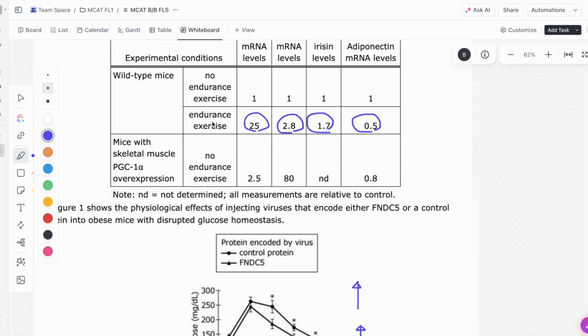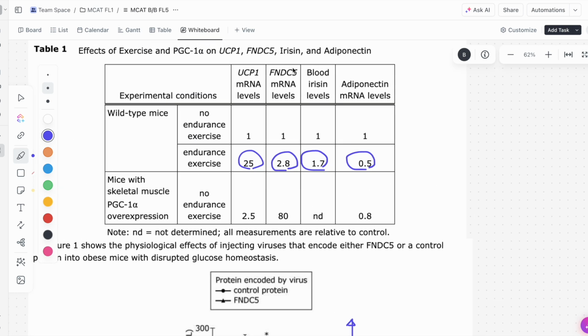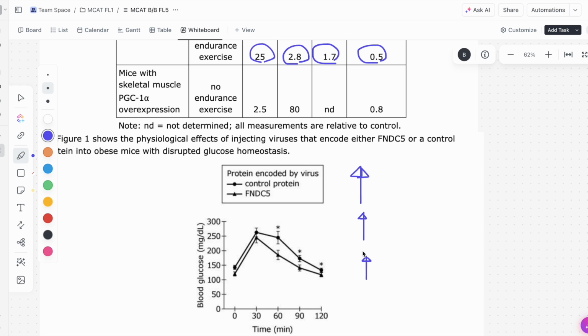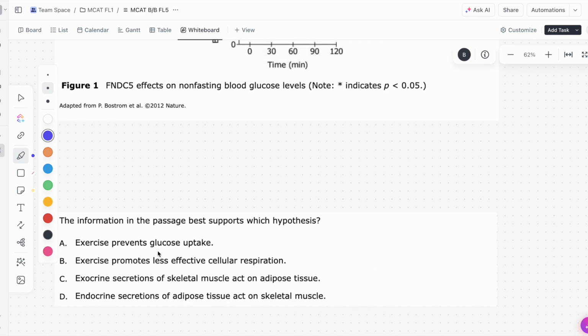Well, what does that mean for us? Remember, when we have exercise, we see higher levels of FNDC5, right? So higher amounts of exercise lead to higher amounts of FNDC5, and higher levels of FNDC5 increase the glucose uptake by cells. So what does that mean? Ultimately, exercise promotes glucose uptake, not prevents, making A incorrect.